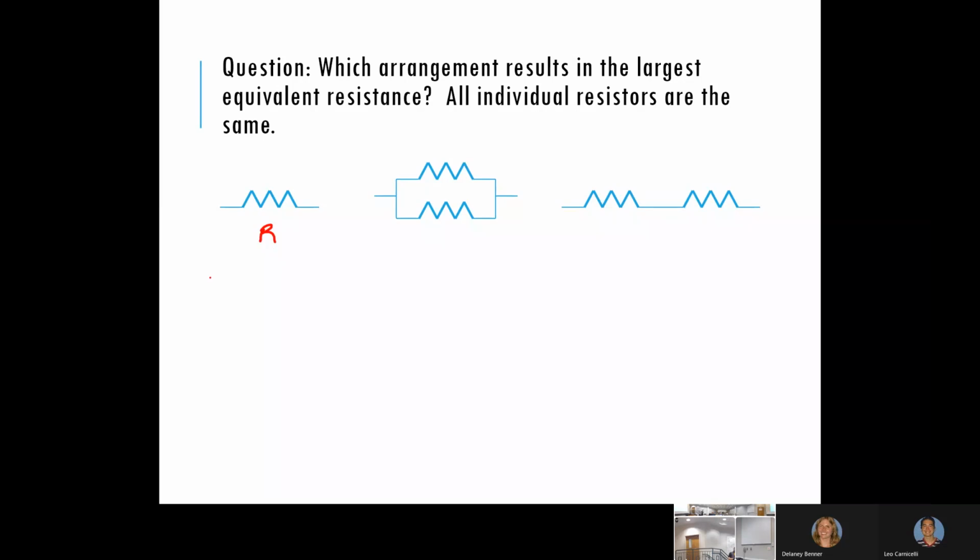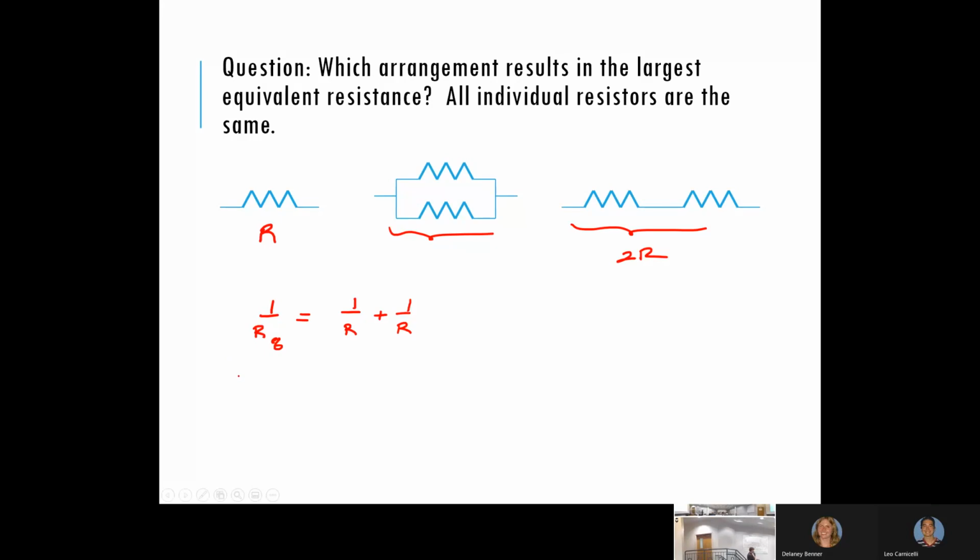Well, this is a resistance of all. What's the overall resistance of this arrangement? 2R. And how about this arrangement? We should double check that, right? This is in parallel, so the equivalent resistance is the sum of the individual resistors added in inverse.